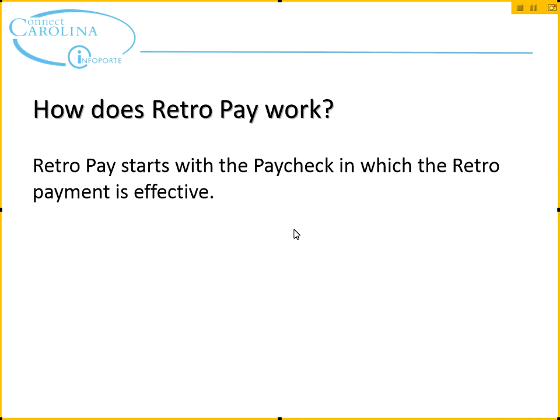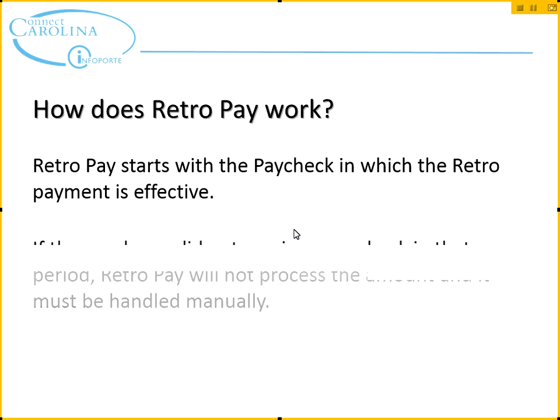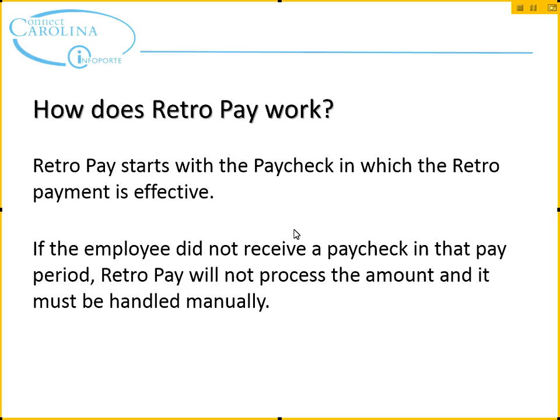To look at it from a different perspective, retro pay starts with the paycheck in which the retro payment is effective. Today is March 25th, so if we enter a transaction today that's effective in February, what you need to be thinking about is, did the employee get a paycheck in that February pay period? That's where Retropay starts and what drives whether the system pays it out automatically or whether it needs to be handled manually by the BAs in HR and payroll. As I said, if the employee didn't receive a paycheck in that pay period, Retropay doesn't process the amount and it has to be handled manually.